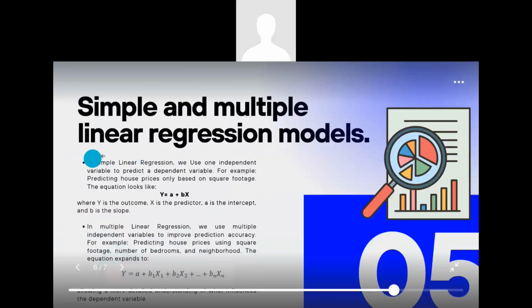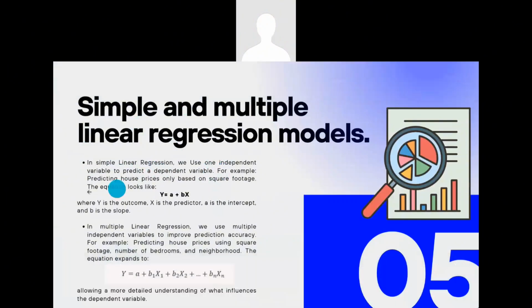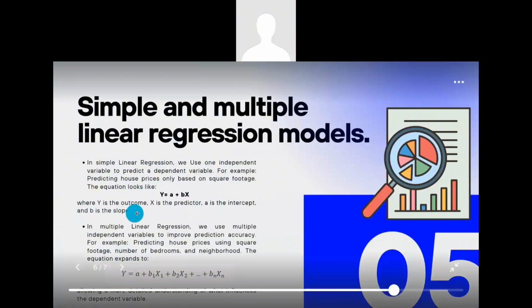Lastly, simple and multiple linear regression model. In simple linear regression, we use one independent variable to predict a dependent variable. For example, predicting house price only based on square footage, the equation looks like y equal to a plus bx, where y is the outcome, x is the predictor, a is the intercept, and b is the slope.